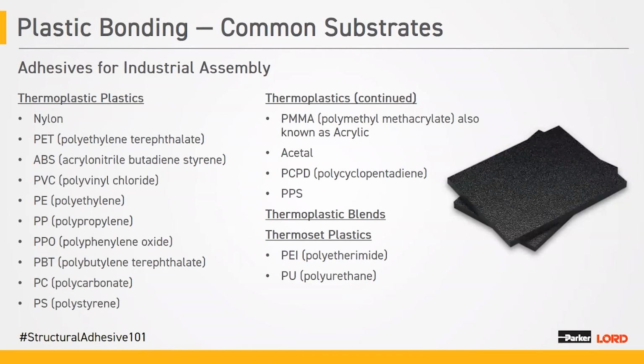As you can see, there's a plethora of materials out there. There are thermoplastic materials such as nylon and PET, ABS, PVC, polyethylene, polypropylene, polyphenylene oxide, PPO, etc., PMMA or acrylic, polycyclopentadiene, PC, PD, acetal, PPS, etc. And then from those, there are an enormous number of blends of the materials, such as polycarbonate ABS. And then there are thermoset plastics, such as PEI and polyurethane materials. So a wide variety of materials out there in the plastic industry.